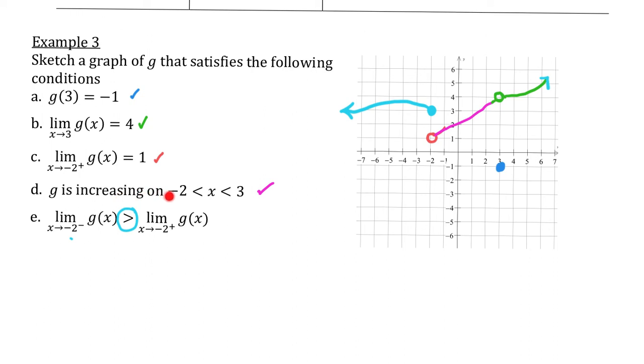G is increasing. -2 is less than x is less than 3. So from -2 to 3, the graph should be going uphill, which it is. And the limit as x approaches -2 from the negative side should be higher than the positive side. So on the left, this limit should be higher than this one, which it is. So I've met all the requirements, but remember, this is not unique, and as long as your function is meeting all the requirements, then it's a good graph.